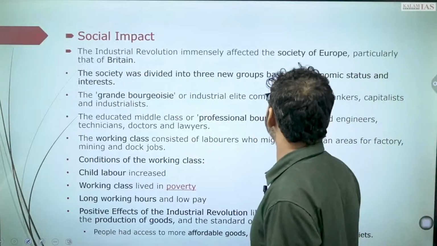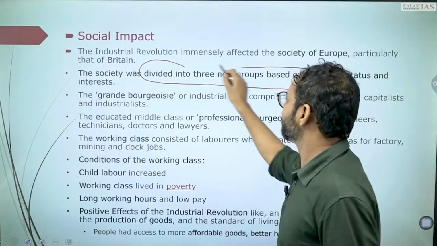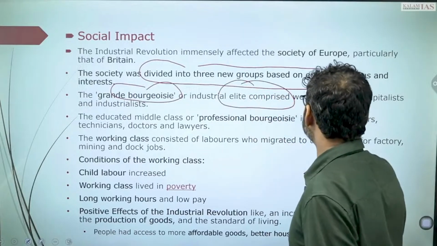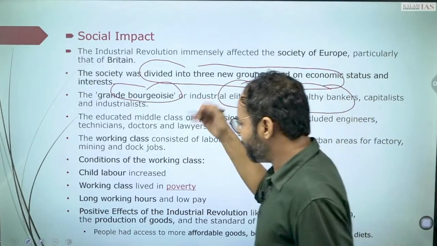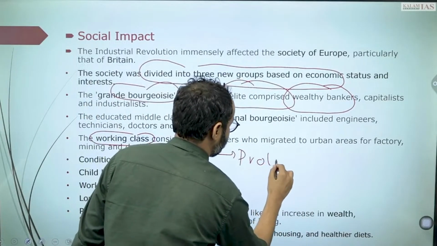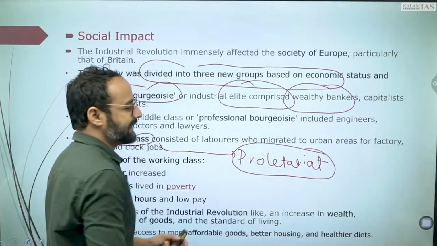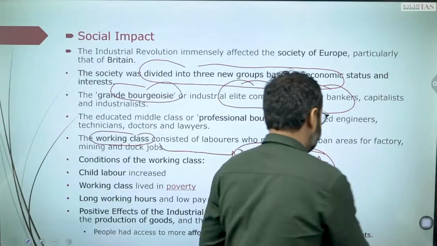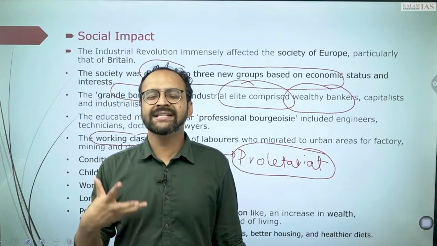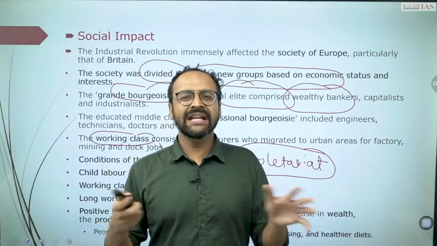Social impact. So there was a kind of class divide. So we see the bourgeoisie. Bourgeoisie means the elite class, and there were bankers. Below them we had a working class, which was called the proletariat. These working class people were hoping for two days' wages or two times food. So what was happening is there was a kind of inequality which was going on.